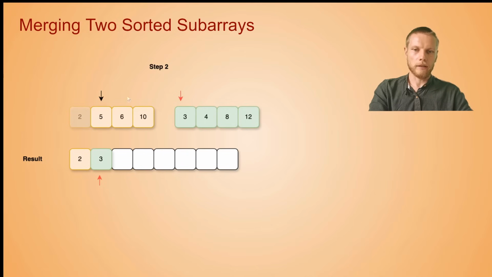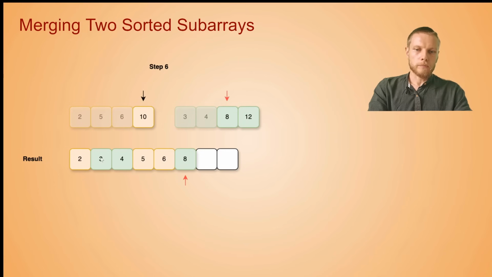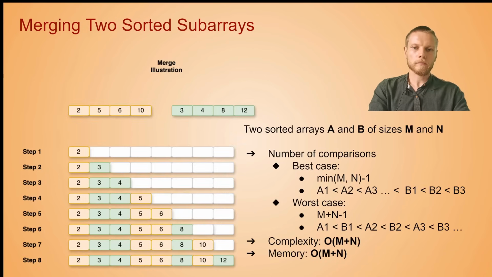Next, we repeat the same process for the next two elements, and now the element from the second array wins, because 3 is less than 5, and we copy it over to the result. We repeat this process until we process the whole array. Here is the illustration of all steps required to merge two arrays, and here is the result array and how it looks on different steps.